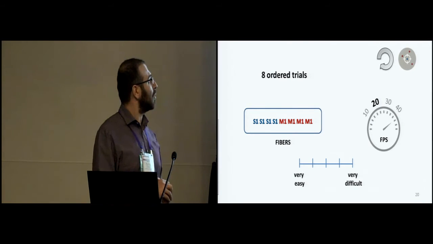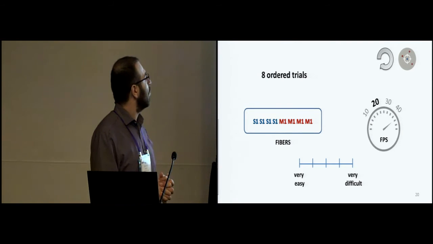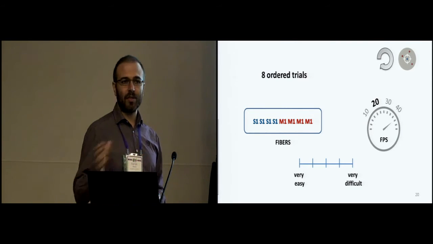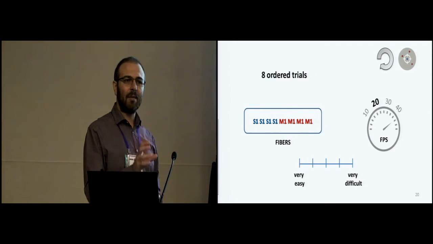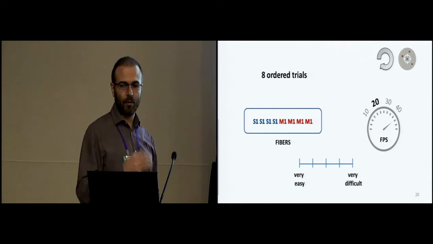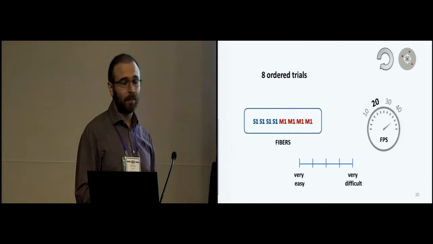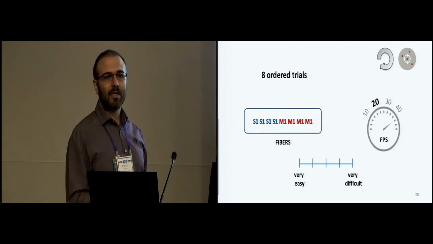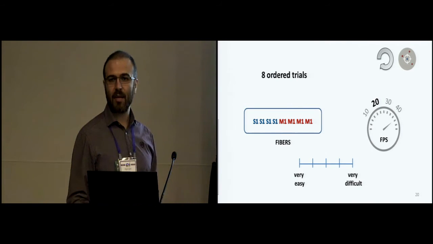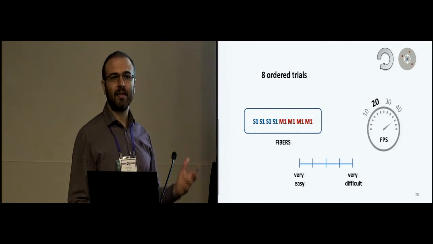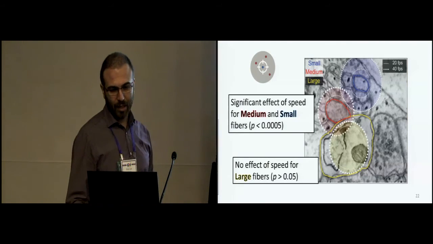For the third part of the experiment, the repetition session, the participants were asked to do 8 ordered trials, so no randomization, of course. In the first part, they were asked to trace the same small fiber for consecutive times, and in the second part, a medium fiber for consecutive times again. Our tracing speed was constant at 20 frames per second, and the participants were again asked to rate the difficulty of this task. And our results looked like this.